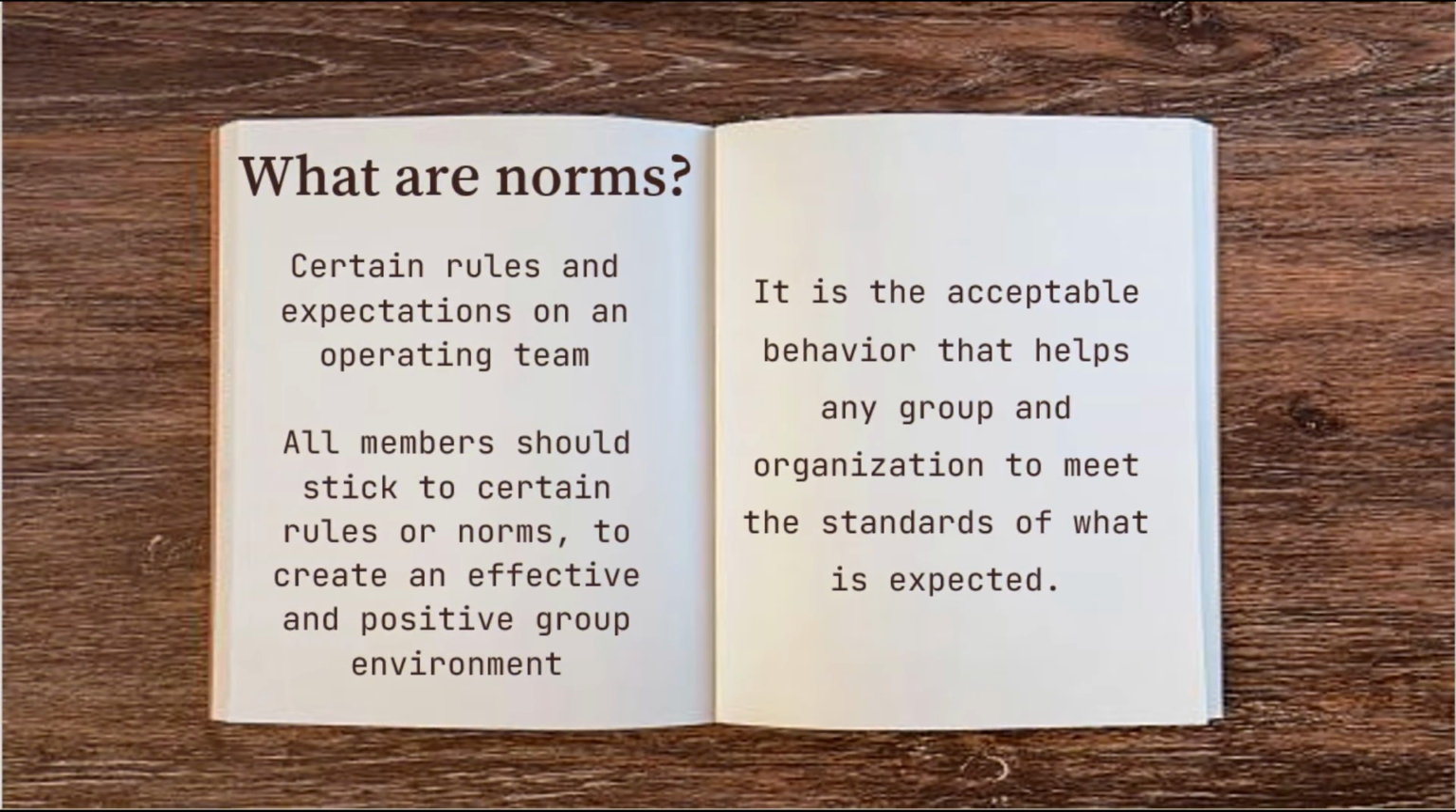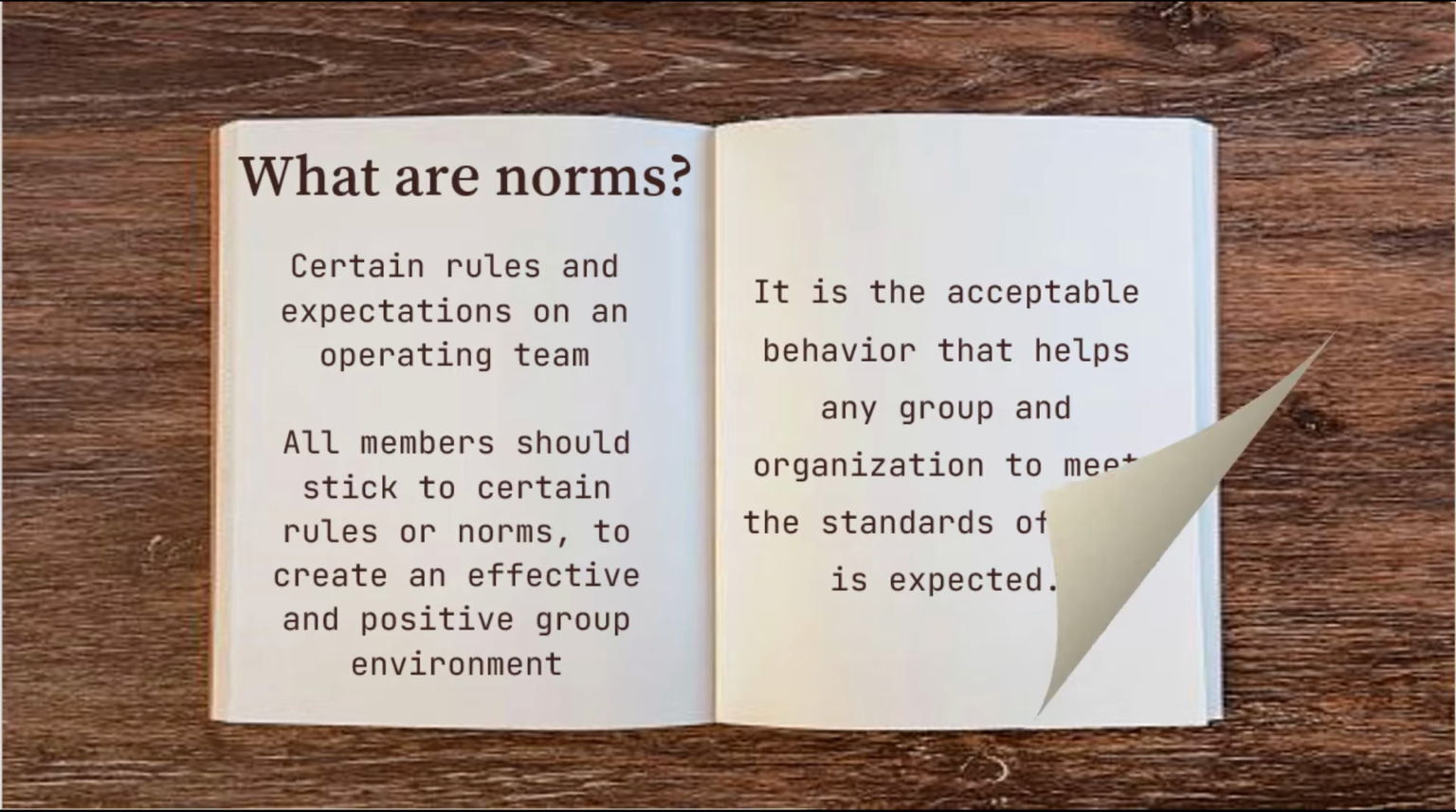Now, we are going to explain our elements to fix this timeline. Norms. Norms are rules that guide behavior among members of society or groups. They are the acceptable behavior that helps organizations and society in general to meet standards of convivence. It's something that all members should stick to, to create an effective and positive environment where everyone agrees to respect others while knowing how to treat people.